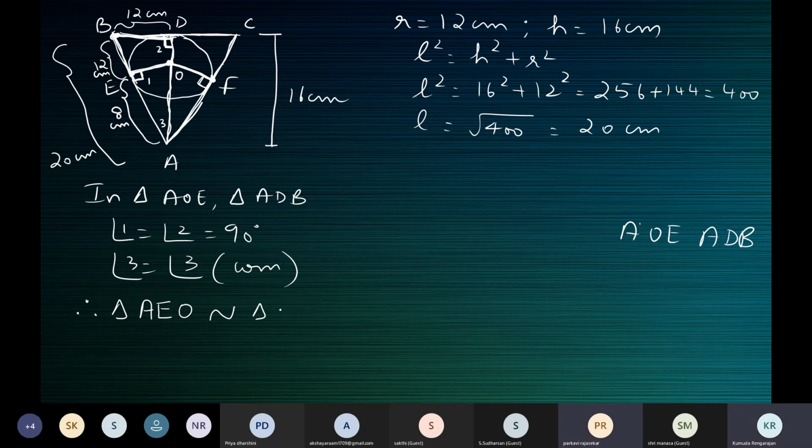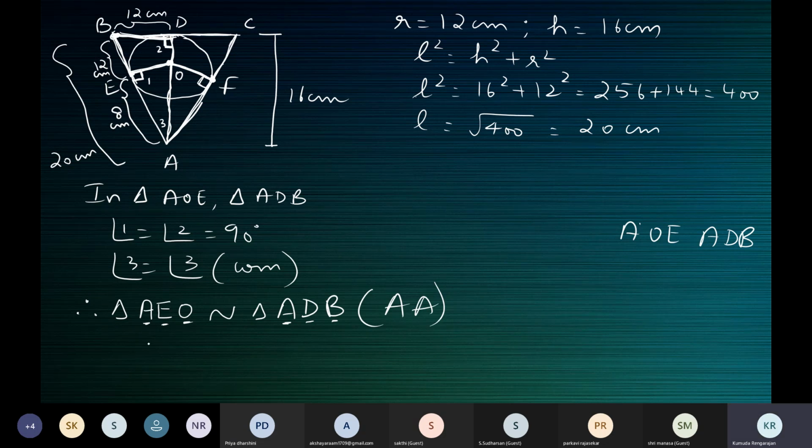Similar to triangle ADB, ma'am. D or B first? ADB, ma'am. Correct. A is the common angle, E is 90, D is 90, and the third angle is B. Okay, very good. So the two triangles are similar by the AA similarity criterion.